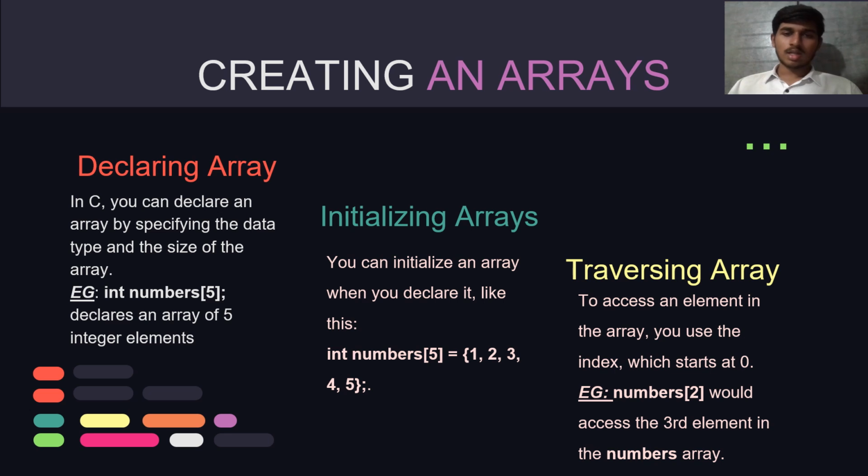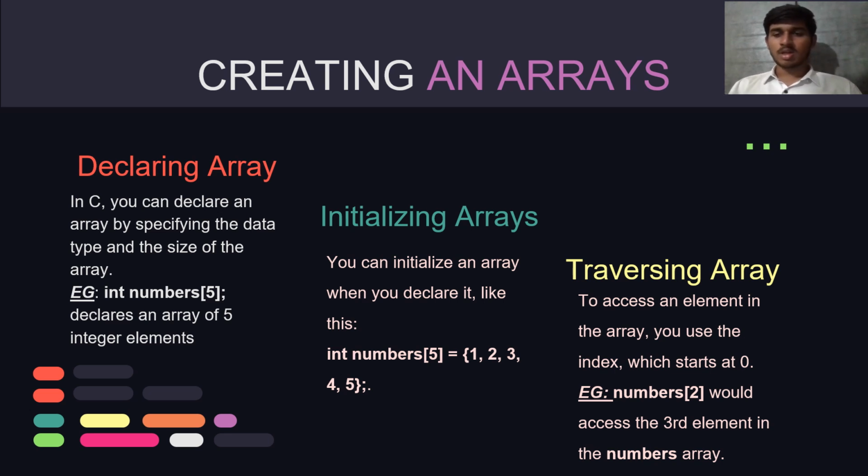Next, initializing an array. You can initialize any array when you declare it. Initializing variables in an array is very easy. int numbers[5] creates an array of 5 elements, and you add the elements 1, 2, 3, 4, 5.